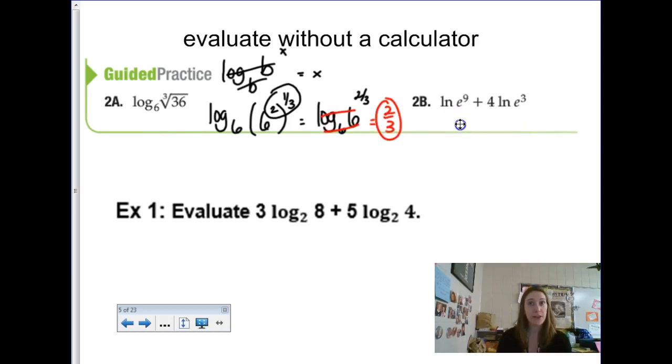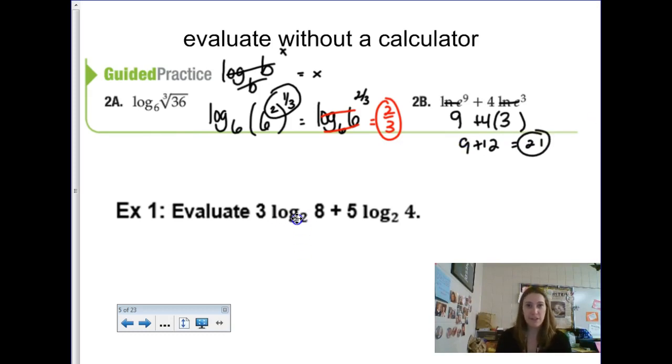So again, no calculator test coming up, so we've got to be ready for these. Remember, the natural log has a base e, so natural log and e will cancel. This is just a 9. And then plus 4 times, again, natural log and e will cancel. This is just a 3. So 9 plus 12, which is 21.